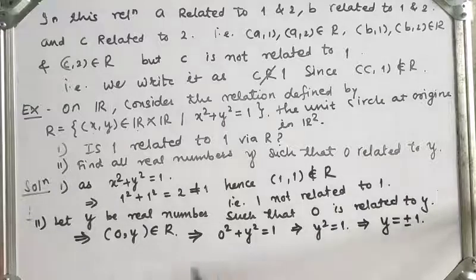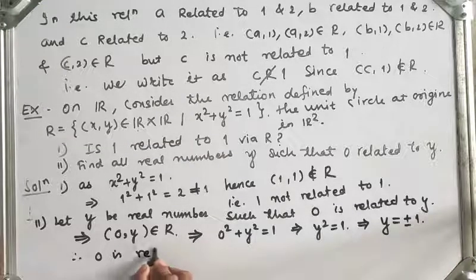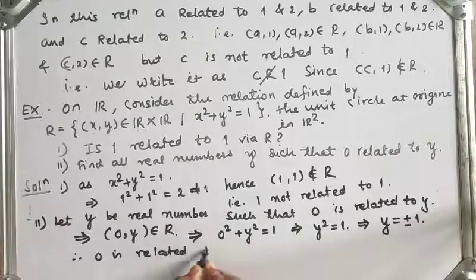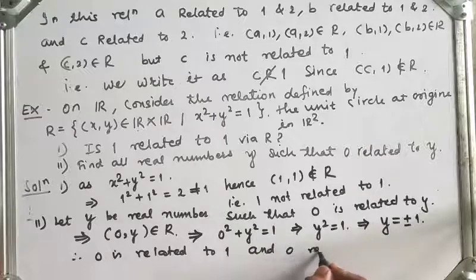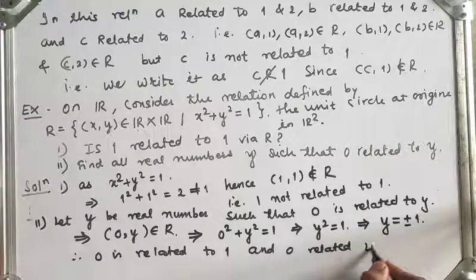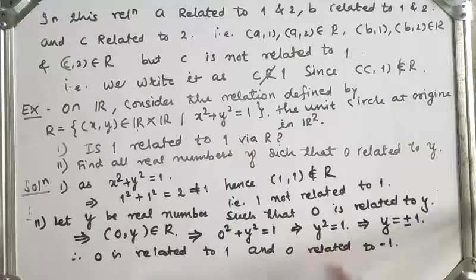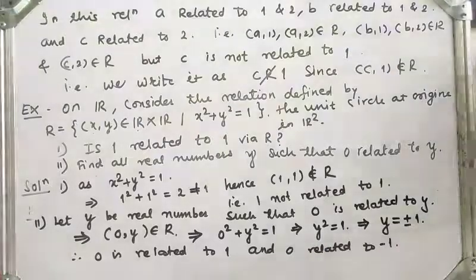Therefore, what are the values 0 is related to? 0 is related to 1, and 0 is related to minus 1. So these are the two values of y, plus 1 and minus 1.